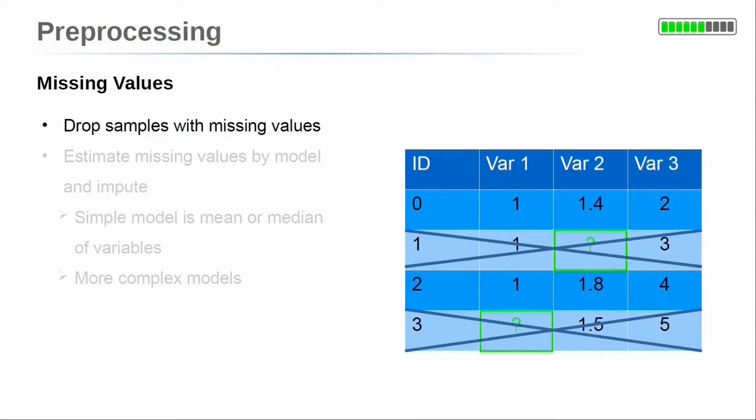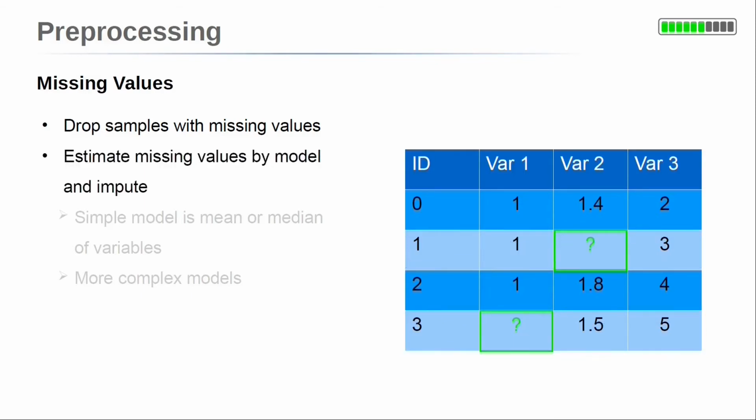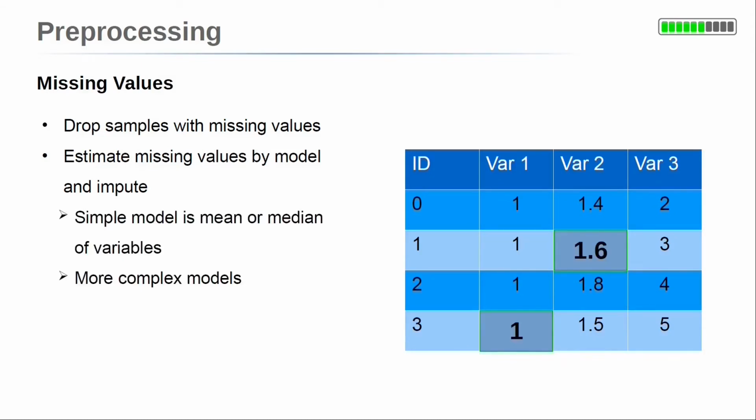One simple option is to drop samples with missing values in your dataset. Such a sample is a row in the data table. Another option to treat missing values is to impute them. This can be done by simple approaches, like the mean or the median of the other values of the variables. But also more complex models to estimate missing values can be used. However, at this point, we will not go further into the details of such approaches.